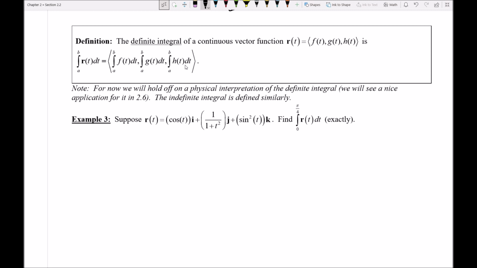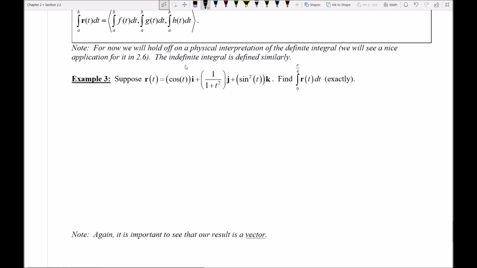The interesting thing to note here immediately is that the result of a definite integral for a vector function is going to be itself another vector function, right? I'm going to get a vector back. I'm not going to get a number or anything like that like I did back in a Calc 1 class. Okay, so I'm going to get a vector back. Let's go ahead and see exactly how this would work.